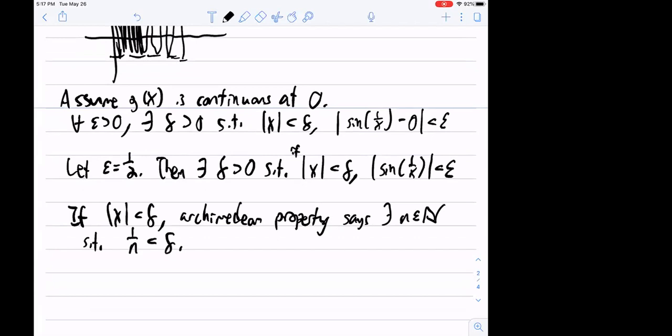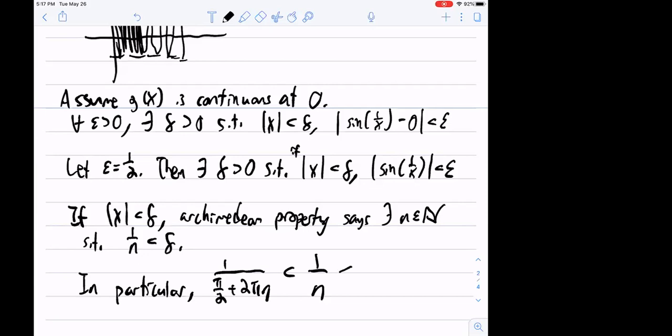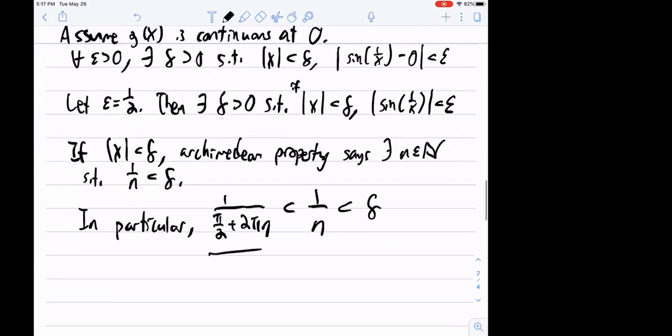So why do I like this? Why do I use the Archimedean property? It's because I need to get 1, right? And I know sine of pi over 2 is 1. But I need to make it small enough. So in particular, 1 over pi over 2 plus 2 pi n. This thing certainly has a bigger denominator than this, right? I'm multiplying by 2 pi. And then this is less than delta. So this term does belong here, right?